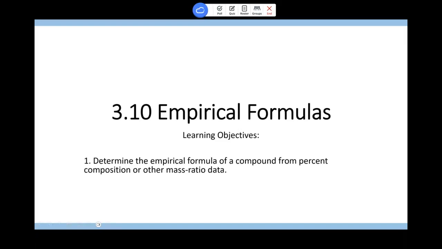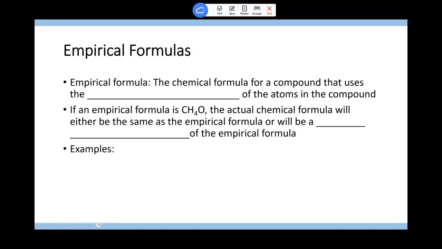So we will use percent composition or other mass ratio data to determine the empirical formula of a compound. And the empirical formula is the chemical formula for a compound that uses the smallest whole number ratio of the atoms in a compound.